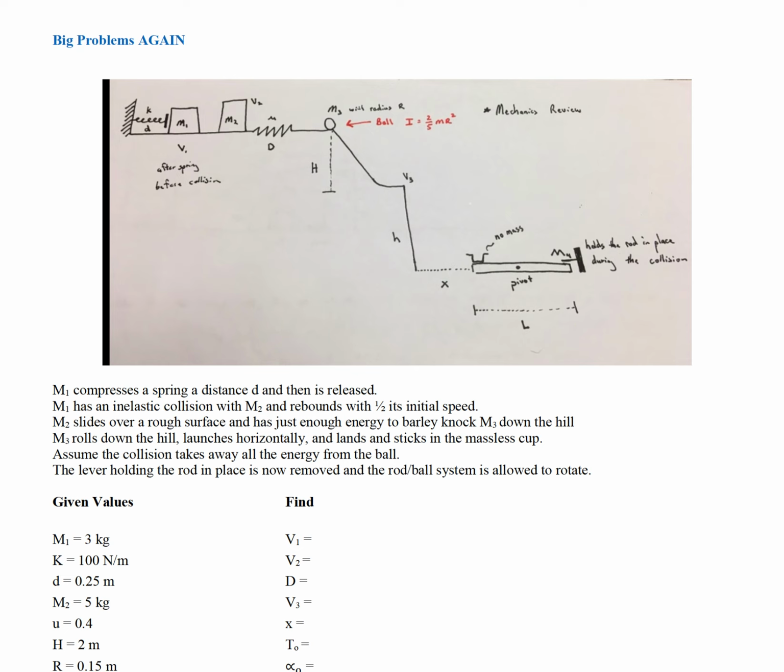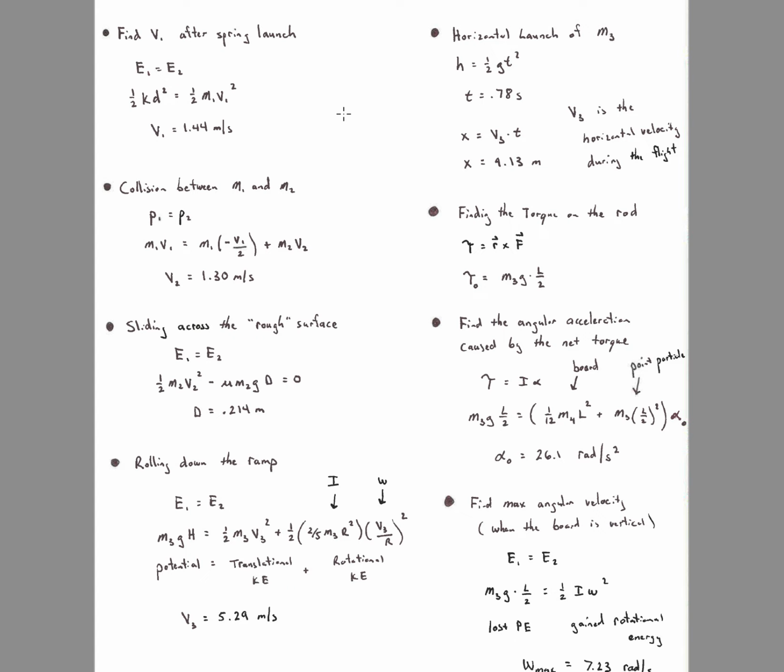I'm going to flip back and forth between the problems and the solution. So this is me finding V1 after the spring launch. It's all about conservation of energy. So this is 1/2 kd squared, which is just 1/2 kx squared, equals 1/2 mv squared, and I find the velocity of the box. Okay, now we have a collision between M1 and M2. Then we're going to conserve momentum.